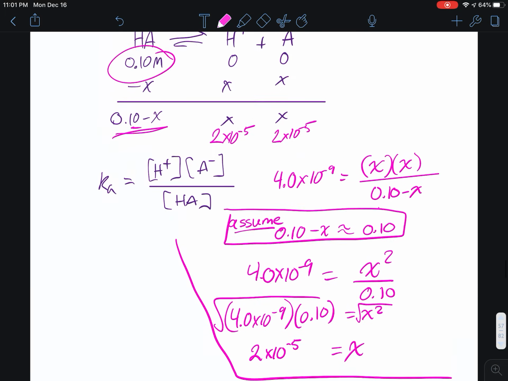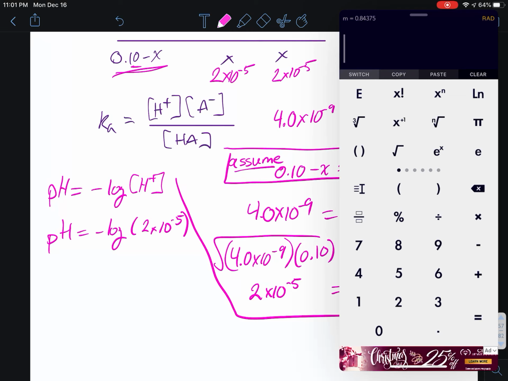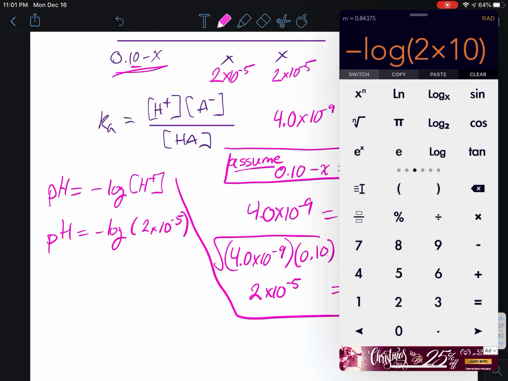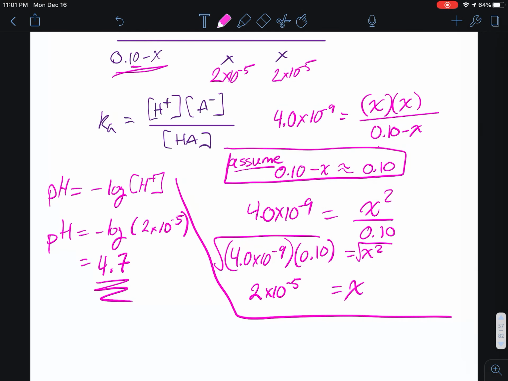Great. All right, so that's not the question though, right? The question was pH. So to find pH, we need this concentration. pH equals negative log of the concentration of H plus. So let's do that right now. pH equals negative log of 2 times 10 to the negative 5. We can make a prediction. The pH should be in the 4 to 6 range, so let's see what we get. Negative log of 2 times 10 to the power of negative 5. And we get 4.7.